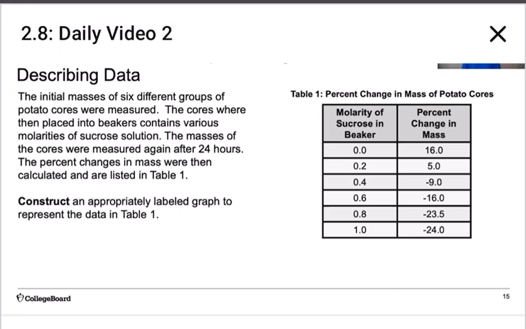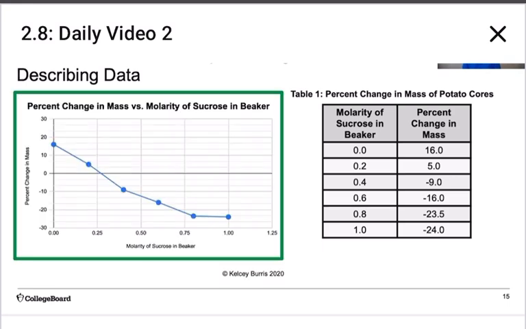Welcome back. You were supposed to construct an appropriately labeled graph to represent the data in Table 1, which represents percent change in mass of a potato core. For this graph, you should have produced a line graph. This line graph is interesting due to the fact that you have both positive and negative numbers on the y-axis, which causes 0 to be halfway up the axis. Also, on this graph, you could determine the molarity of the potato core by the point at which it crosses 0. That represents an isotonic environment, both inside the potato and in the beaker full of sucrose and water.